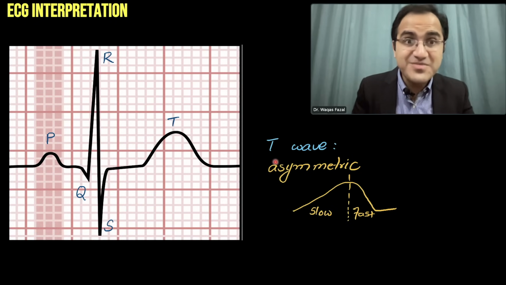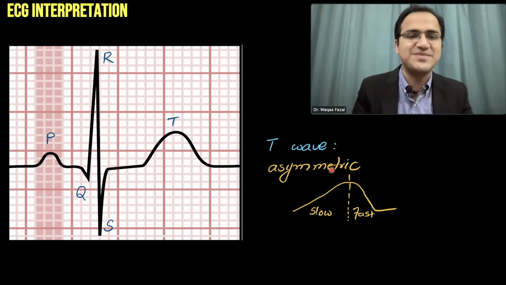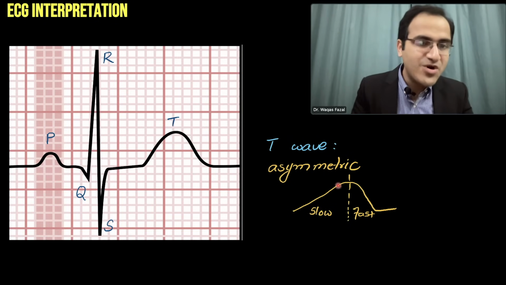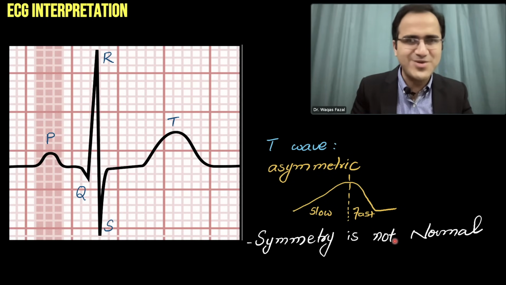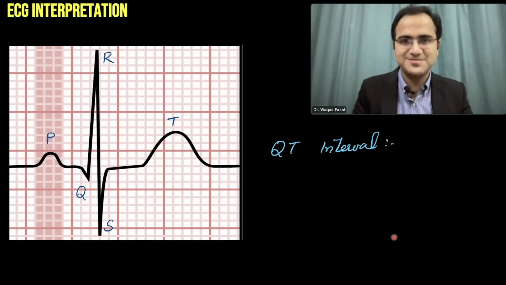Coming to T wave, remember T wave should be asymmetrical. A normal T wave is asymmetrical, where there is a slow rise and a fast fall. A symmetrical T wave is not normal. A symmetrical T wave can be seen in ischemia, in head injury, in electrolyte abnormalities. Symmetrical T wave is abnormal.